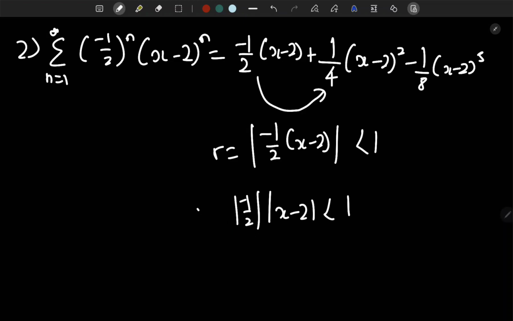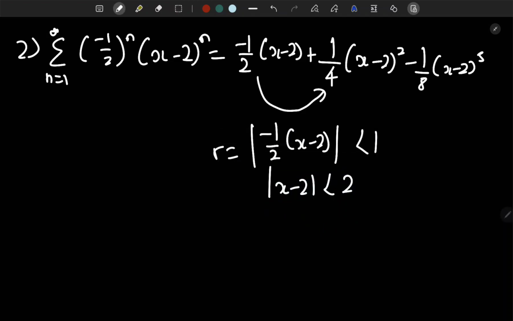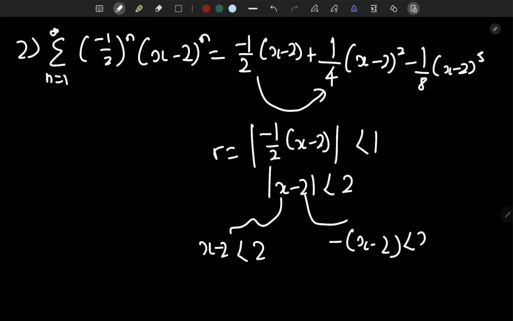Let's multiply both sides by 2. We are going to cancel out this, and by the way, it was negative but it becomes positive because we have an absolute value, so here it's going to be just 2. Now we need to open this absolute value. So we are going to get either x - 2 is less than 2, and then the other one is negative, open brackets, x - 2, is less than 2. So this is how you open up the absolute value.